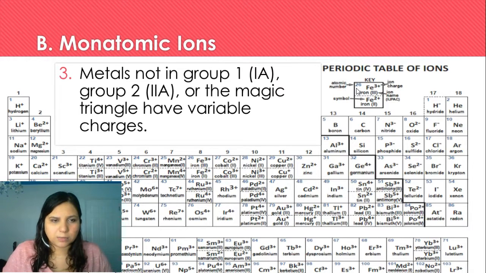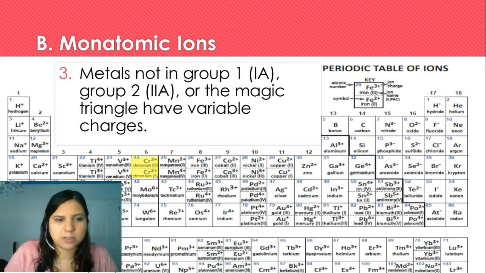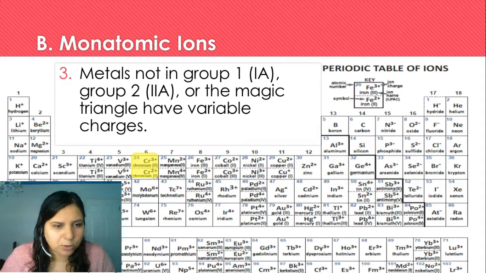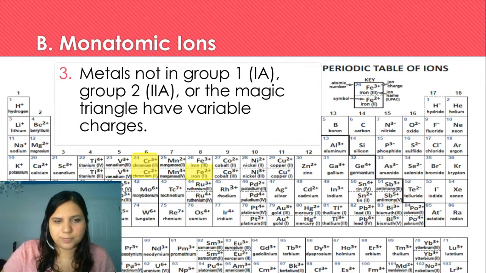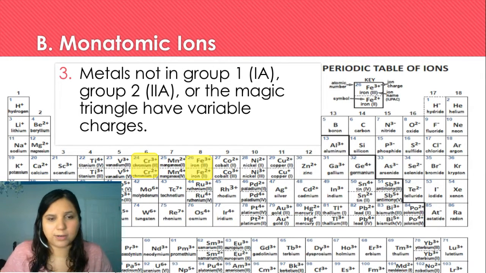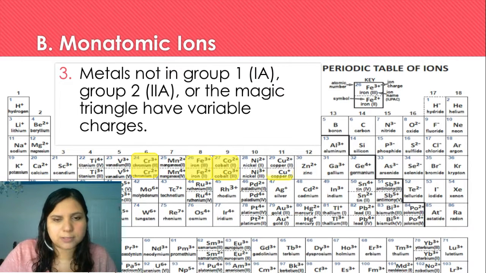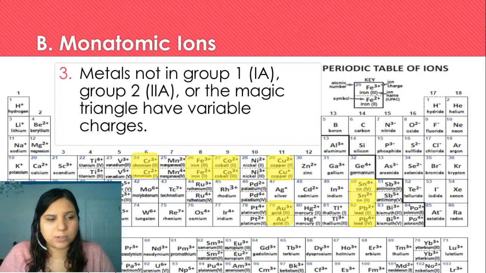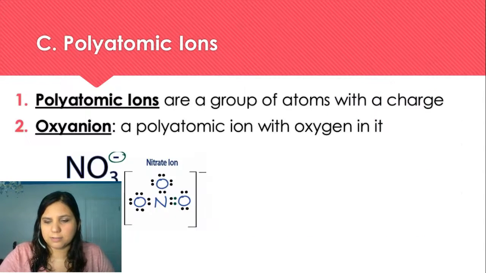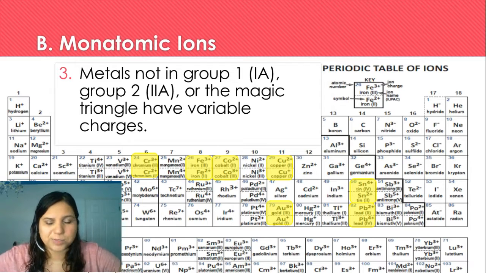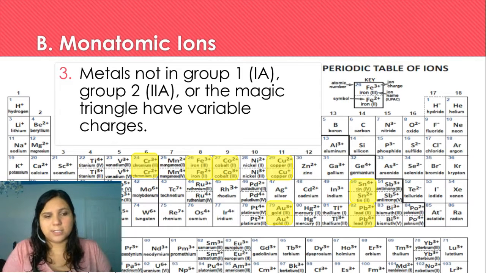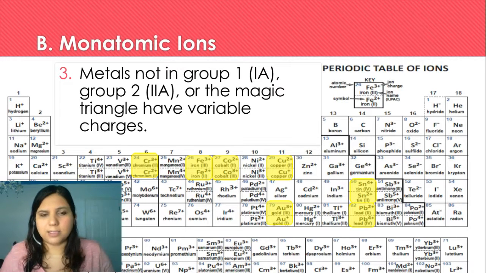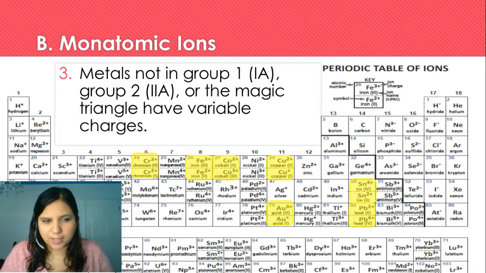So here are some of the ones that we use the most often. You have chromium, which comes in chromium 3 and chromium 2. Iron, which comes in iron 2 and iron 3. Cobalt, copper, gold, tin, and lead. You will see those very often in your problems. You need to know that they are transition metals and that they can have more than one charge. When you use them, they need to have a Roman numeral, but we'll talk about that when we do some naming later.